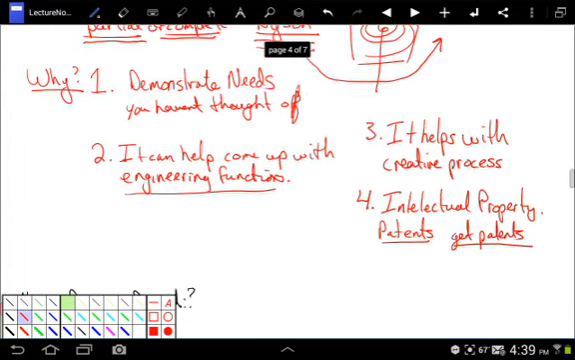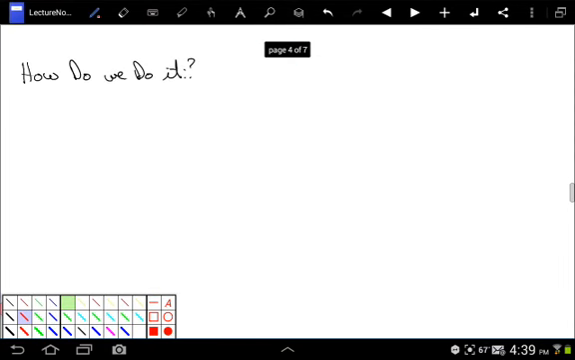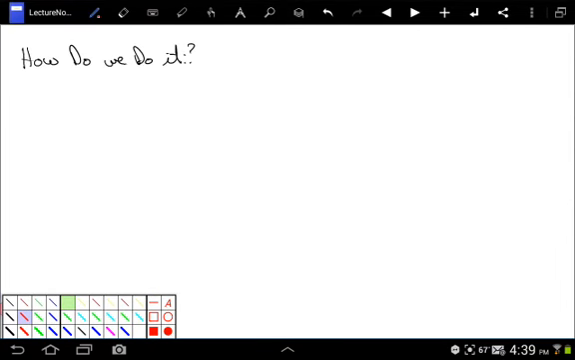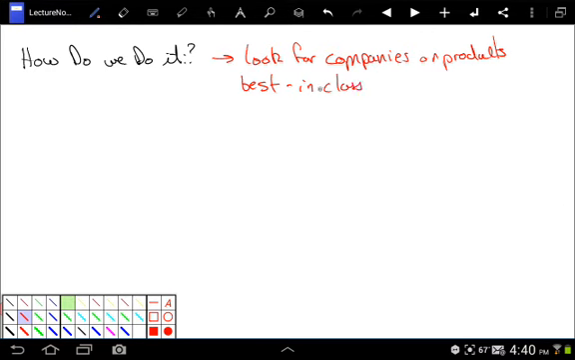So, this is important, clearly. Let's talk a little bit about how we do it. What you're going to do is look at the various needs that you have, and look for companies or products that are best in class for those needs, right? Best in class for needs that you have developed.